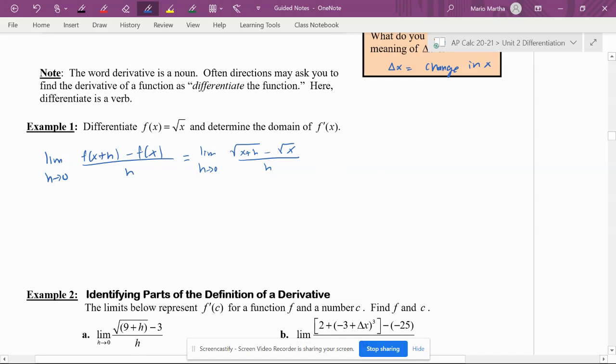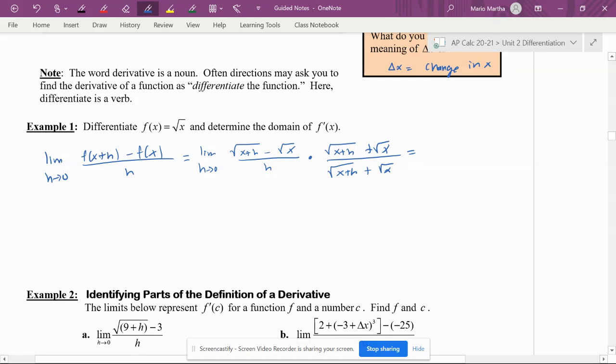And then to simplify this, we have to multiply by the conjugate of the numerator. So it's going to be the square root of x plus h plus the square root of x, and then over the same thing, right? You're multiplying by 1, so that shouldn't change what you have. So we simplify one more step.